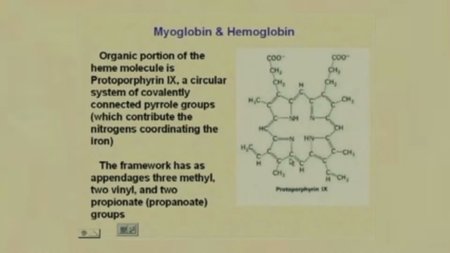This is protoporphyrin 9. To make this heme, what you have to do is coordinate an iron in the center here.